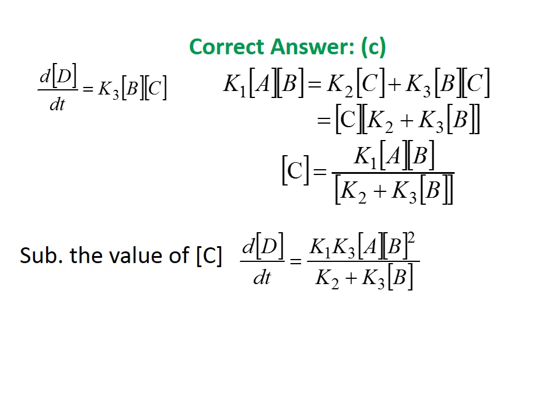You substitute the value in the first equation, you will get d[D]/dt will be equal to K1, already you have K3 and concentration of B, so both sides you consider B square into concentration of A divided by K2 plus K3 into B. The correct answer is C. d[D]/dt will be equal to K1 K3 concentration of A concentration of B square divided by K2 plus K3 into B. Here the very important point is you have to consider that C is an intermediate, and you have to apply the steady state principle and find out the concentration of C and substitute in the first equation, you will get the answer.